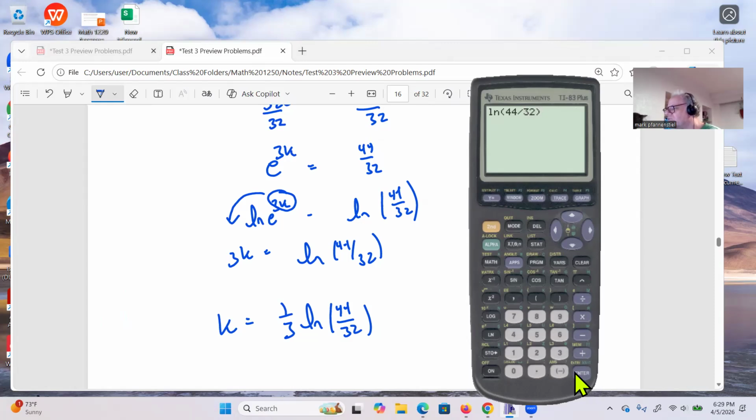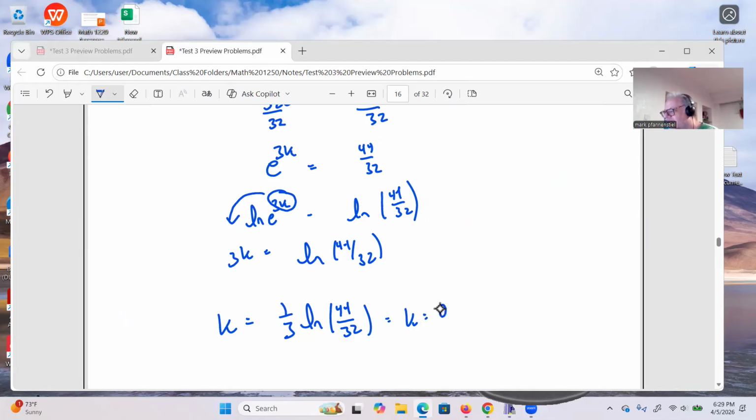Okay, equals. And then we're going to divide the whole thing by 3 or multiply by 1/3. It's the same thing. So divide this thing by 3. Right? And my k is, we're going to go to 4 decimal places, 0.1062. So we can say this is k equals 0.1062.